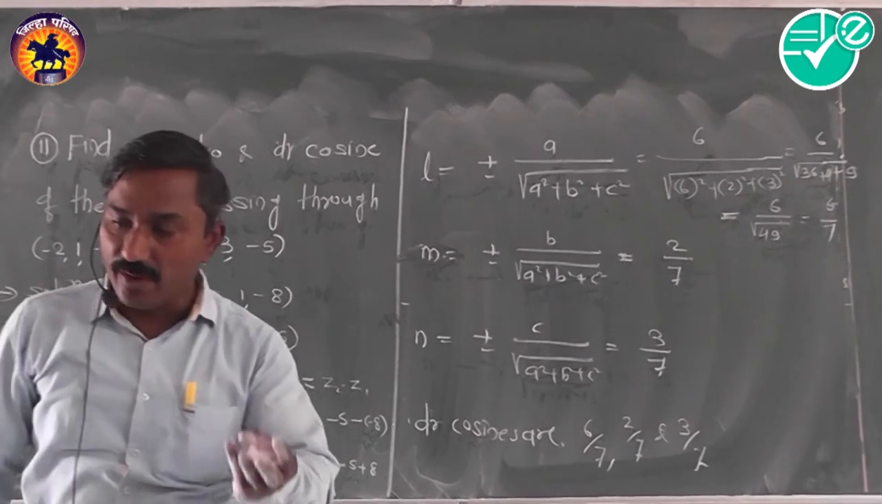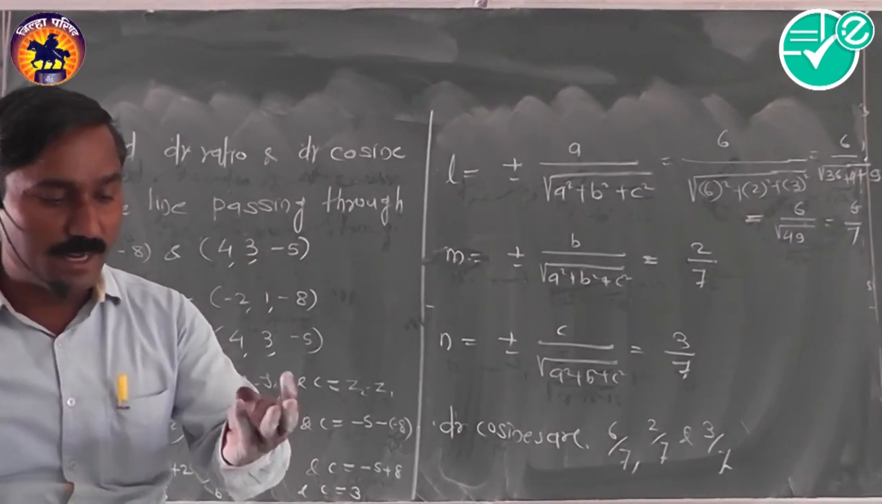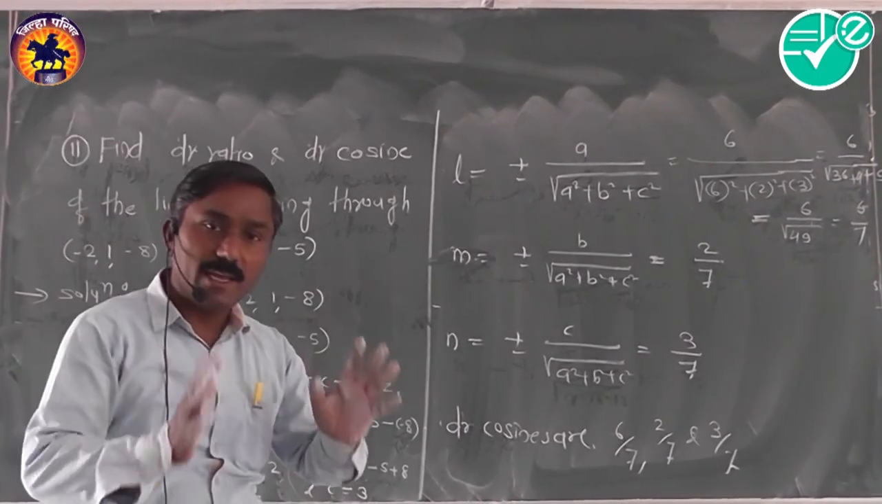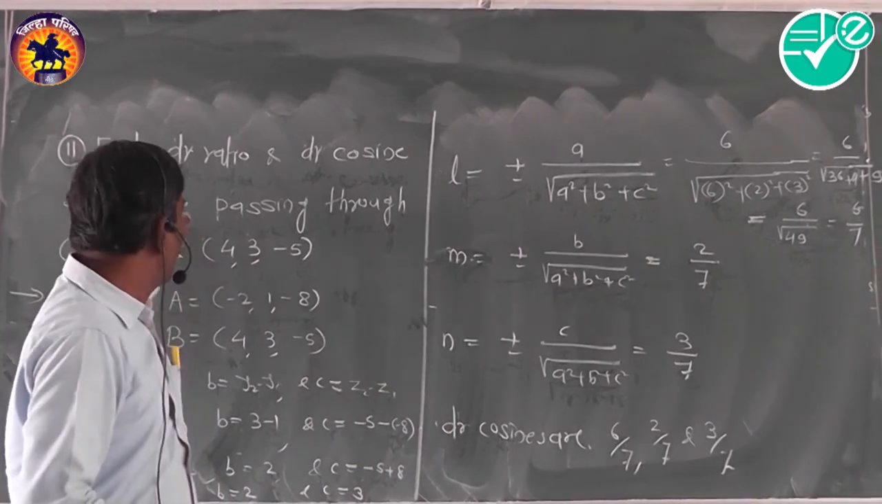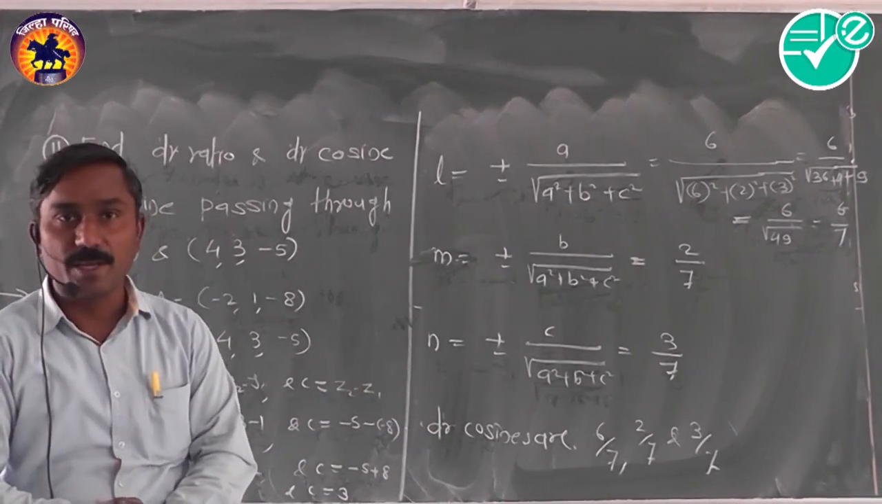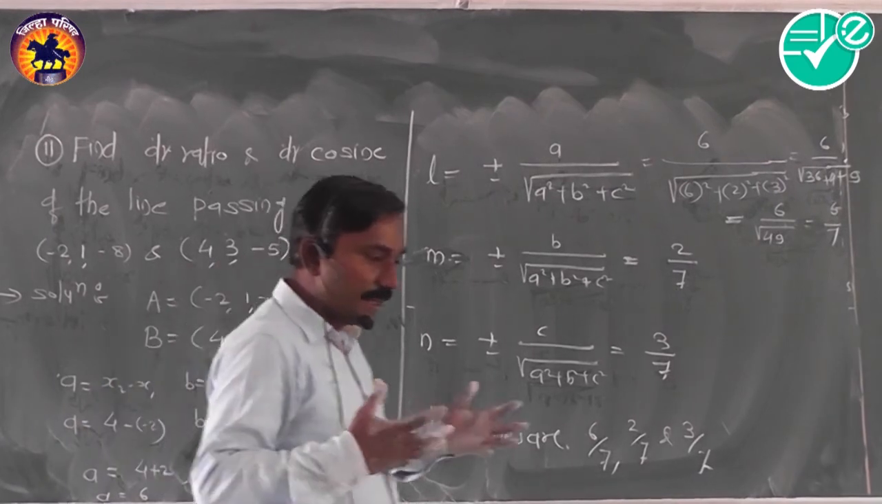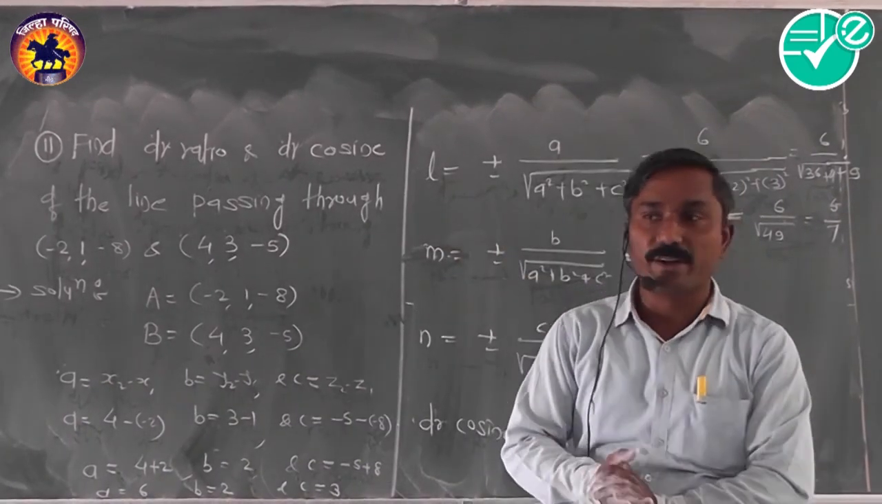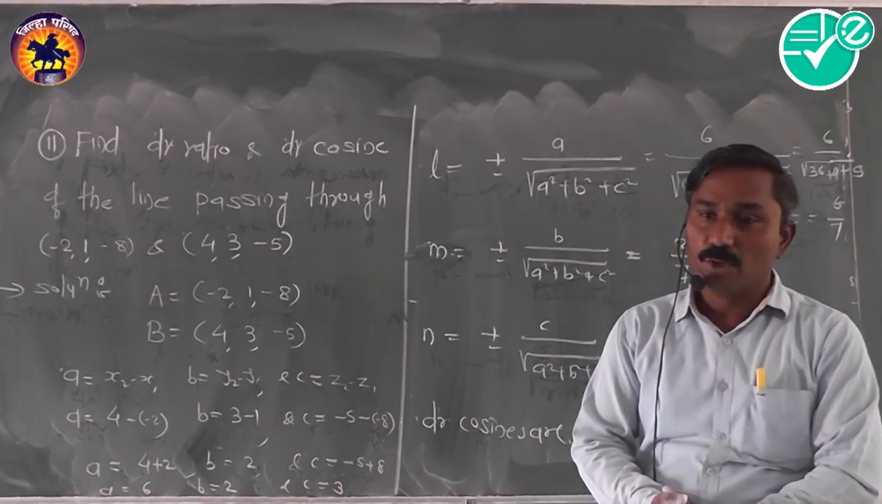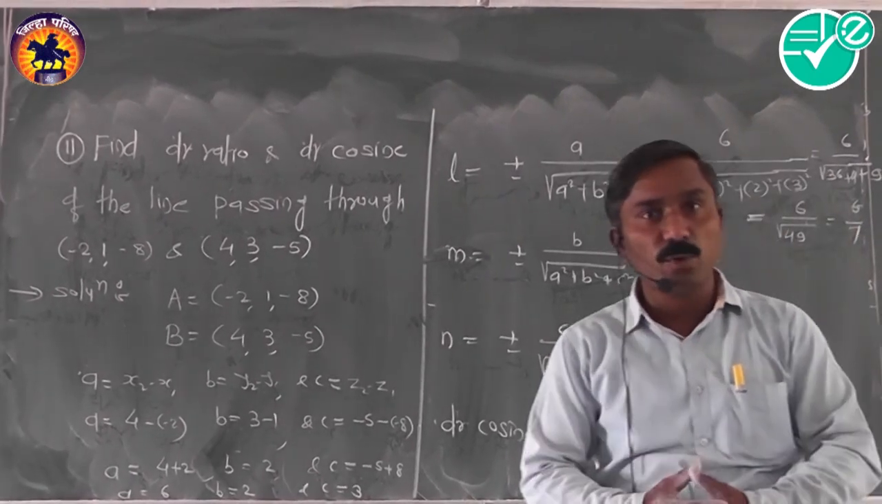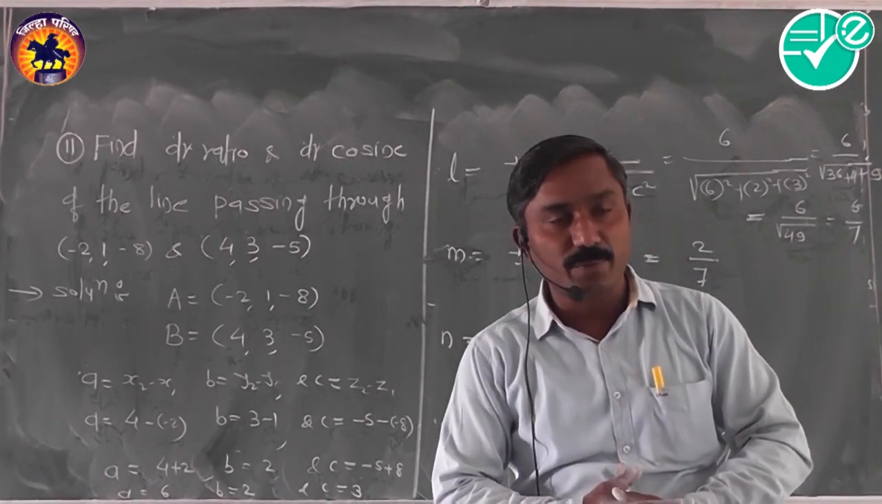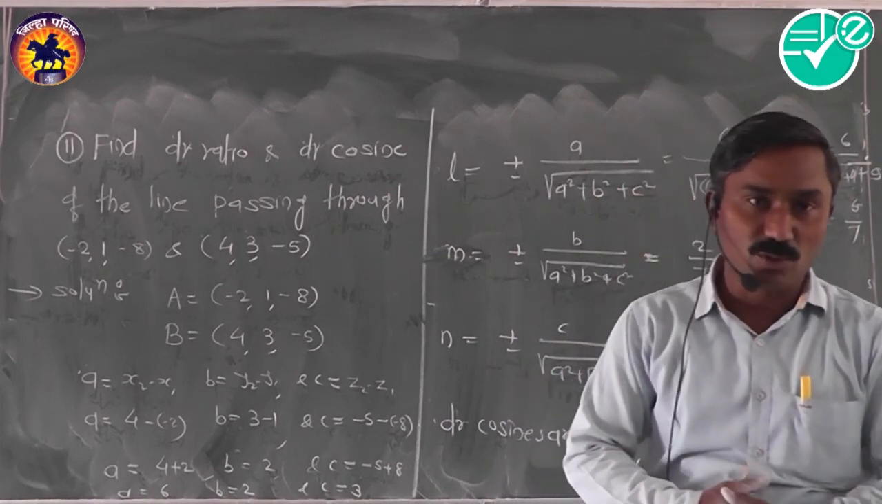Now we can find the direction ratios and direction cosines of any line using that formula. Okay, so this is the relation between direction ratios and direction cosines of a line. So we shall stop here. Next time we will see the angle between two lines.